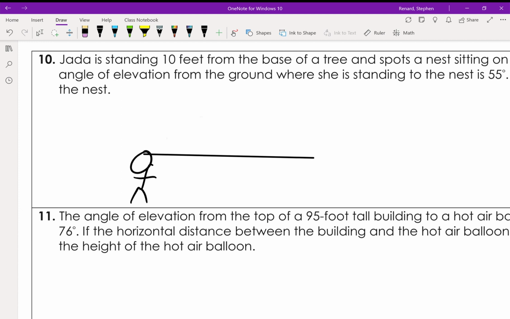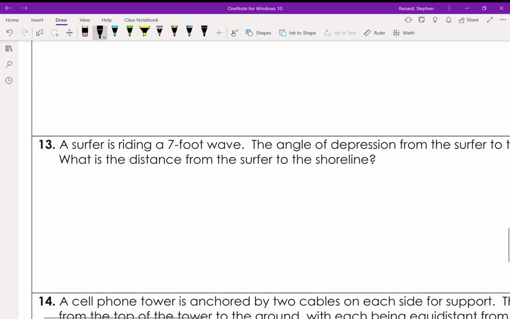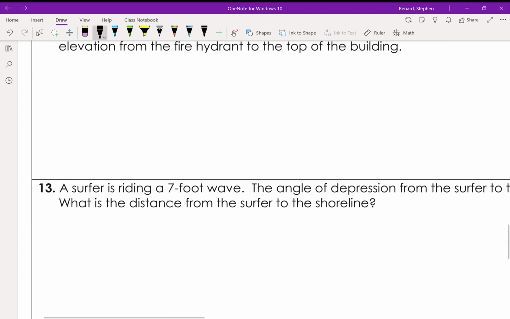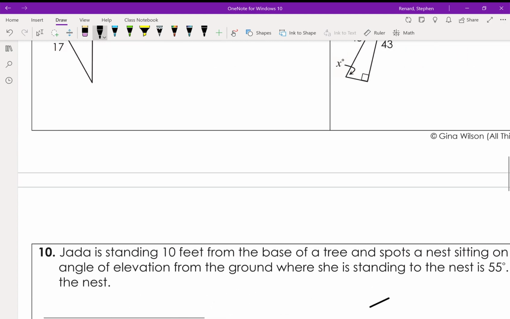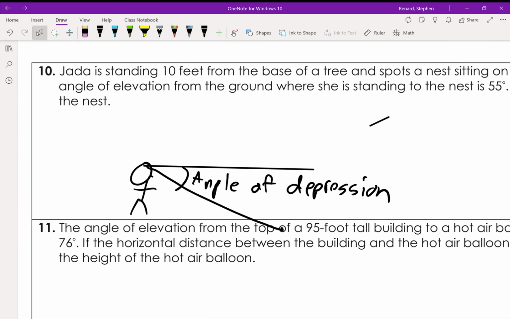Now, when I'm looking down at something, this right here is my angle of depression. If you look at the problems, the first 3 are all angle of elevation, the last 2 are angle of depression. It's really important that you get where the angle of depression goes.